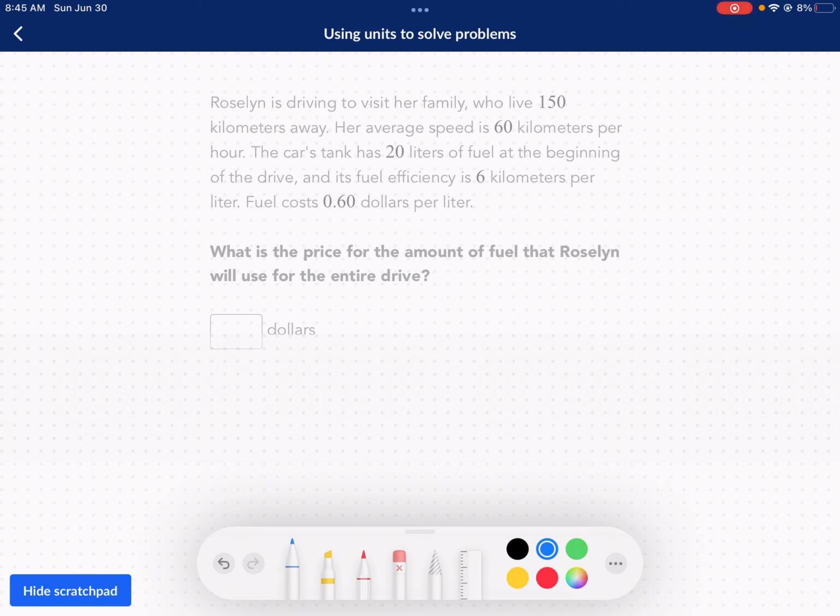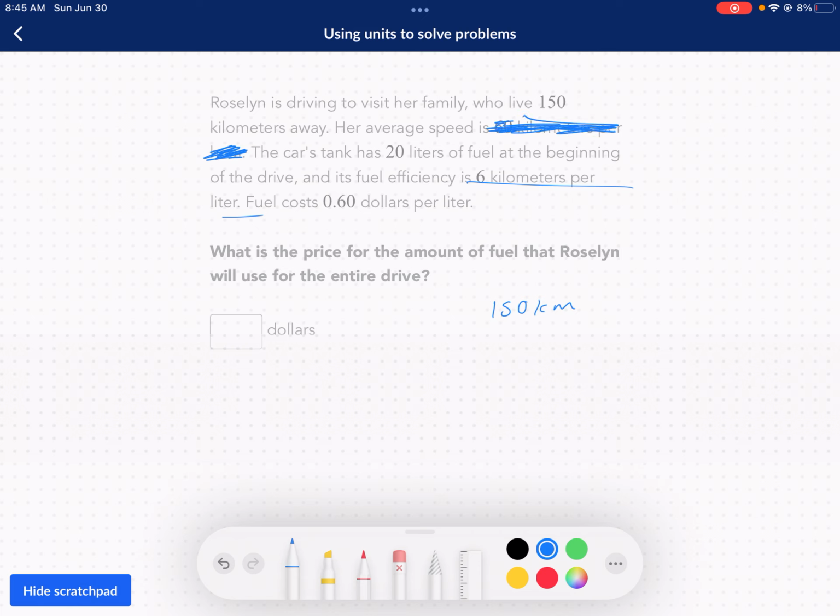Okay, so 150 kilometers is the distance that we need to travel. Her average speed, I don't think we need to know her average speed at all. If we're just trying to find the amount of fuel, then we could probably just forget about that because it's only kilometers per liter. It has nothing to do with per hour. So we can just get rid of 60 kilometers per hour. Again, there's information we don't use. Each one of these questions, this is one of those.